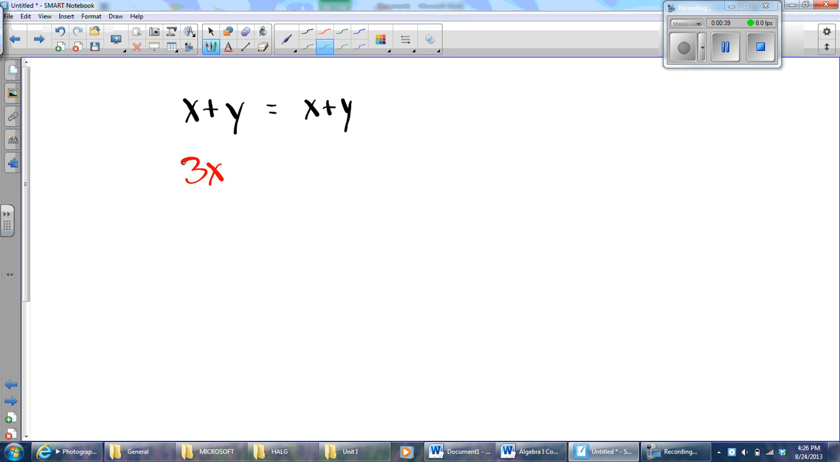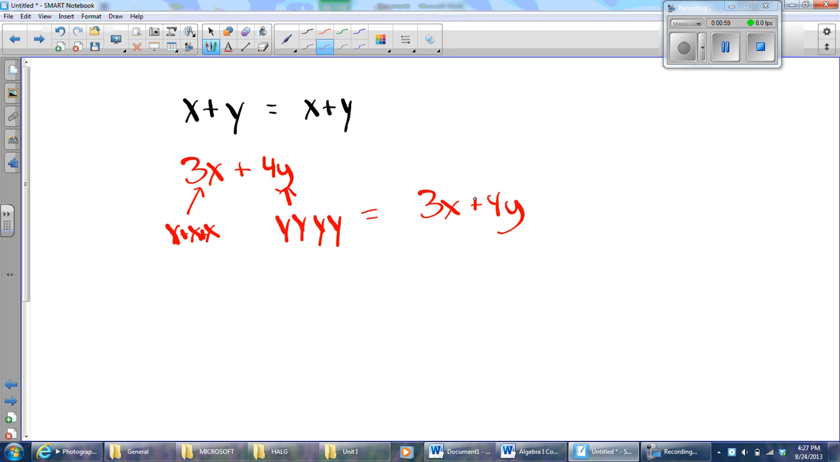What if I had 3x plus 4y? They're not like terms. This means I have 3x's being added together. This means I have 4y's. So when I put it together, all I have are 3x's and 4y's. There's nothing I can do with it.